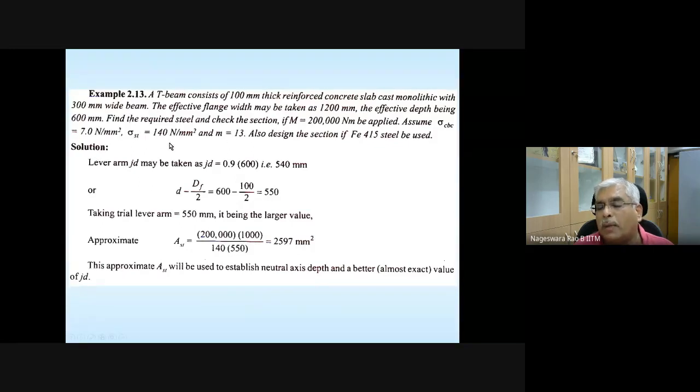And again, please note that since the beginning of this course, we are designing or analyzing everything with both FE250 and FE415. So do the same thing with FE415. This is the problem statement. If you note down the information given in the problem statement, all the geometric dimensions are given and the only unknown quantity is the area of steel. And you also need to check whether the stresses are within the permissible limits or not.